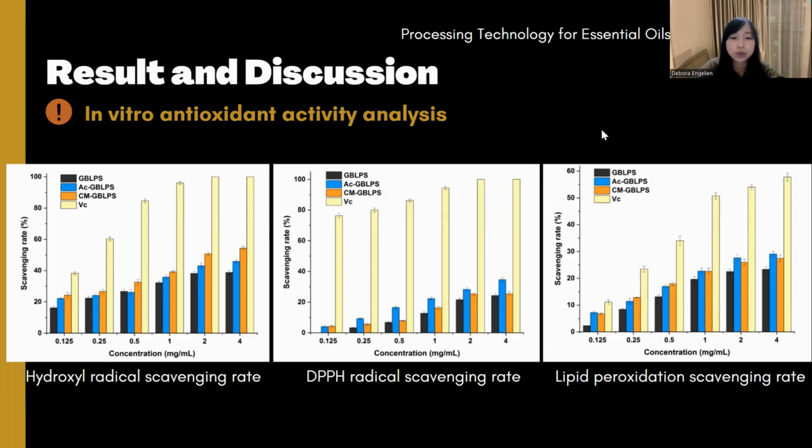So GBLPS is not a good electron donor, but acetylation modification can effectively improve the electron donating ability of polysaccharides. In conclusion, acetylation has the ability to enhance the DPPH scavenging activity of polysaccharides to a certain extent, but it is limited by the poor DPPH radical scavenging ability of GBLPS itself and doesn't have a promising application in this regard. So the last one is lipid peroxidation scavenging rate.